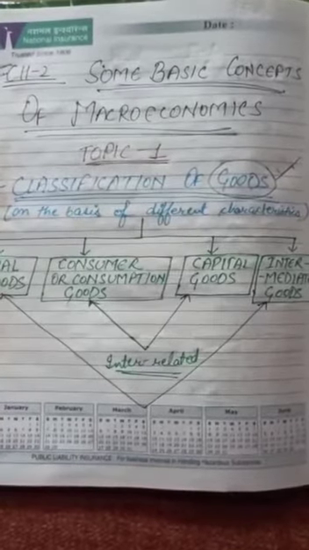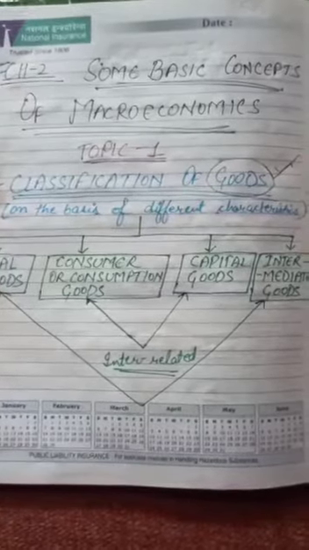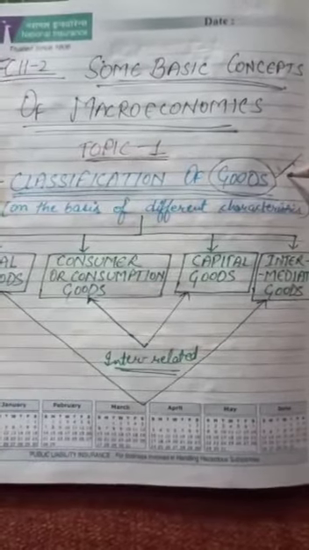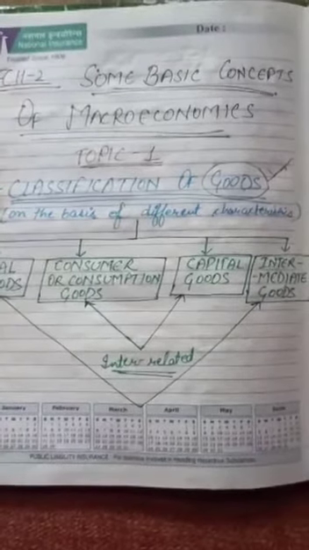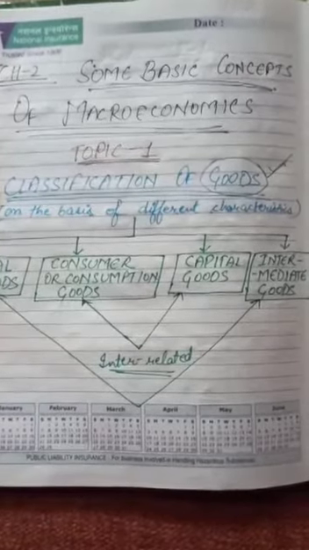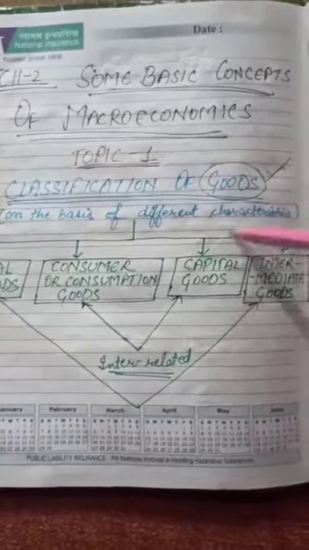Beforehand, you must know what we mean by goods. Goods are the basic materials or the commodities which satisfy human wants. For example, you want to buy a car, and that car is a good for you. So we are going to classify the goods on the basis of different characteristics.